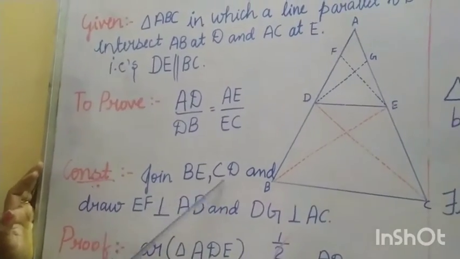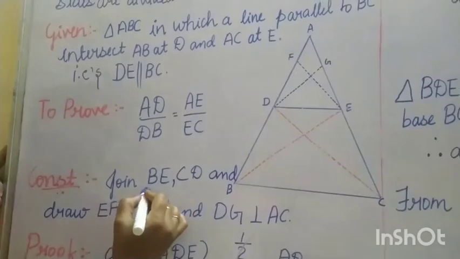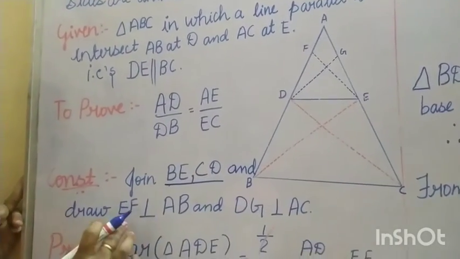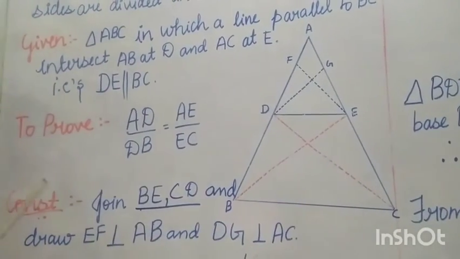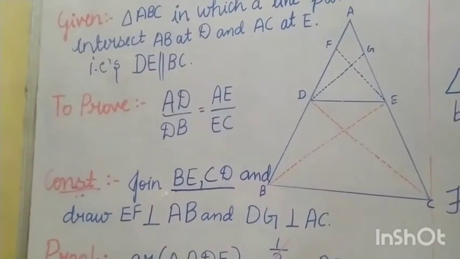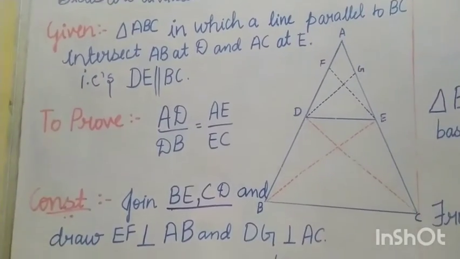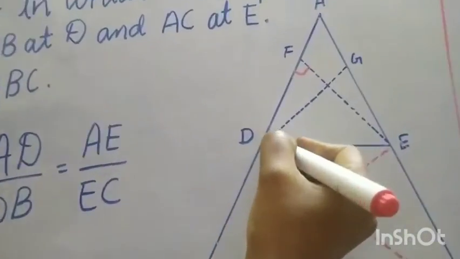Join BE and CD, I think this is clear to you. And also, what do we have to do? EF. From E you have to draw a perpendicular on AB. I will just show the perpendicular like this. Here this is perpendicular now, and here this is DG.